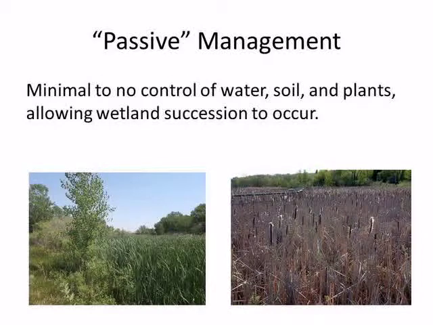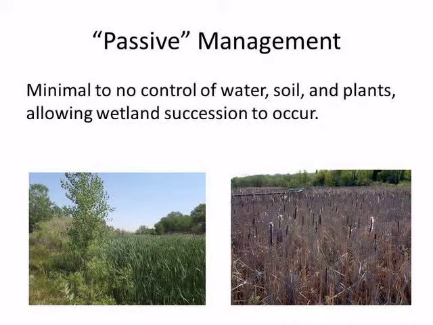And that's opposed to passive management, that has minimal to no control of water, soil, and plants, and allows wetland succession to occur. I'll go a little bit more into the idea of wetland succession a little bit later. But you can see here, this wetland is dominated with cattails, which is a very persistent emergent wetland plant, and I'm sure you're familiar with. It grows in areas that stay wet year-round without any management of your own.